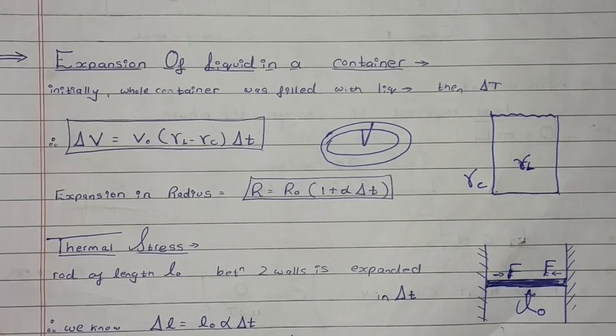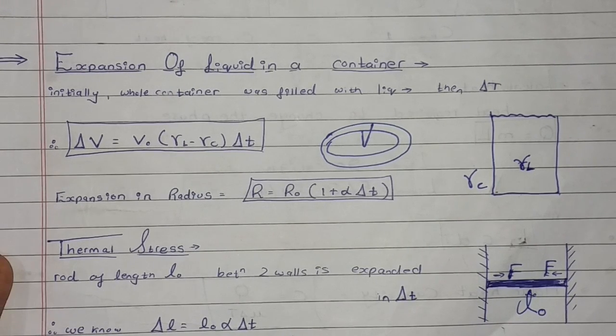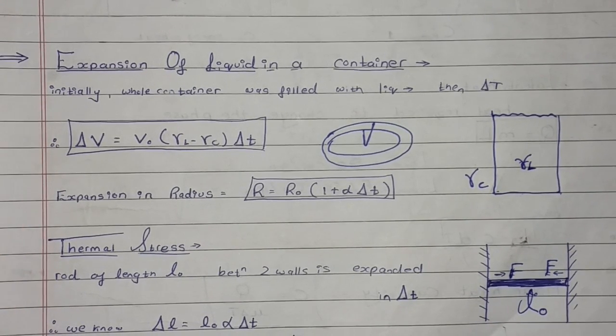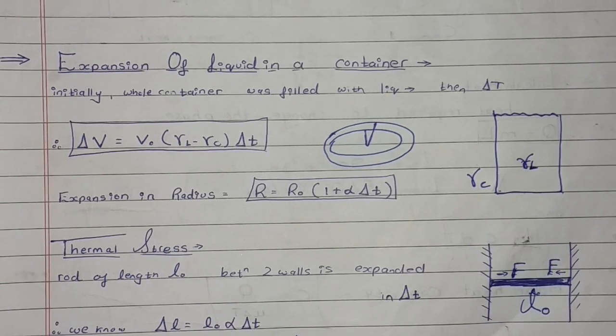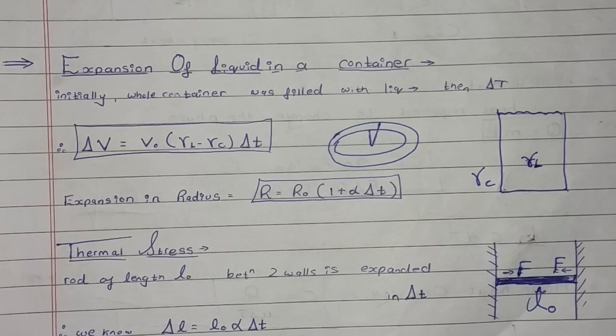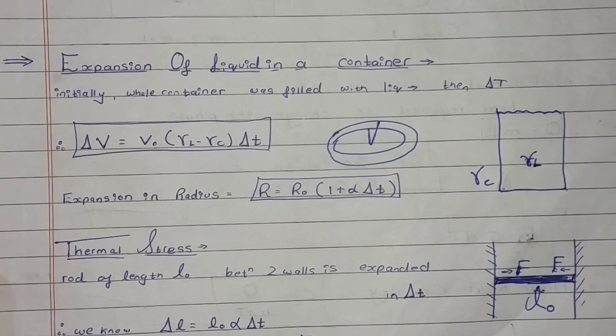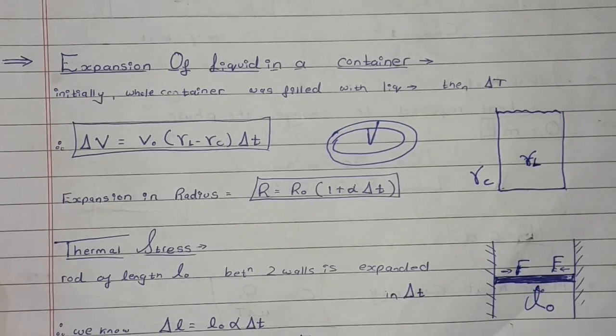The relation between beta and alpha, also expansion of liquids in a container. If the container is filled full of liquid and we heat it, we can use this formula to calculate how much liquid falls away from the container. That depends on the gamma of both. And expansion in radius, r equals r naught into 1 plus alpha delta T.